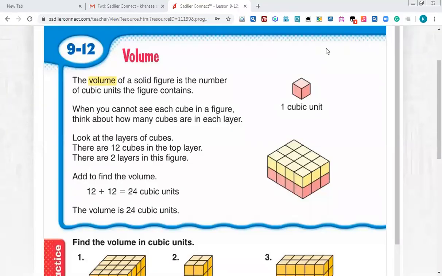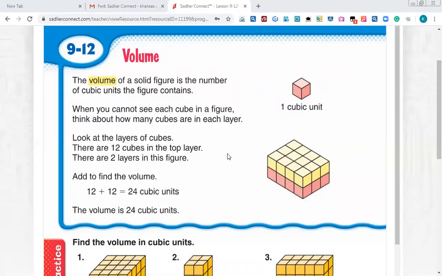Good morning, everyone. Today we are going to talk about volume. The volume of a solid figure is the number of cubic units the figure contains. Okay, the cubic unit, this small cube is called one cubic unit. So if we want to find the volume, we have to find the number of cubic units the figure contains.